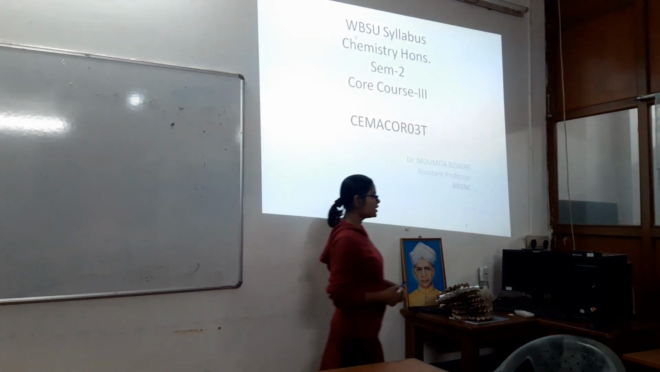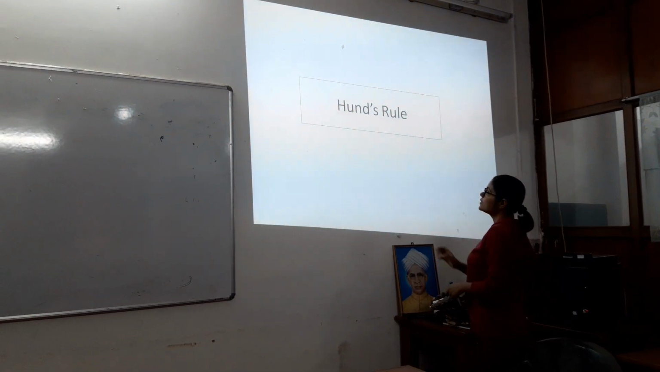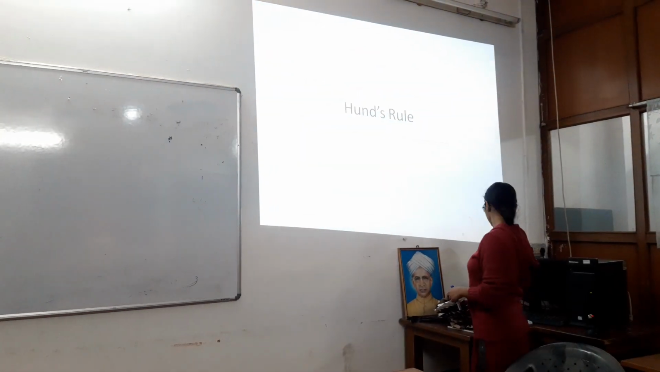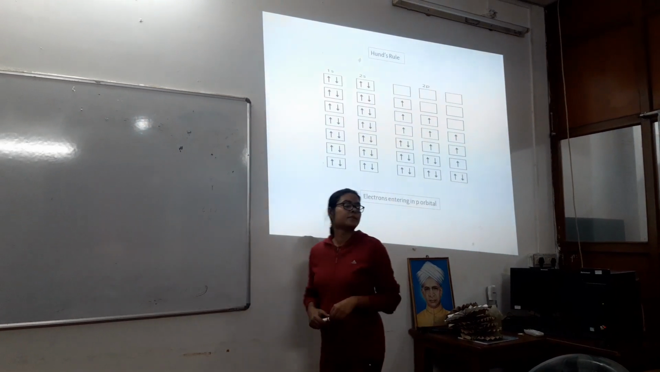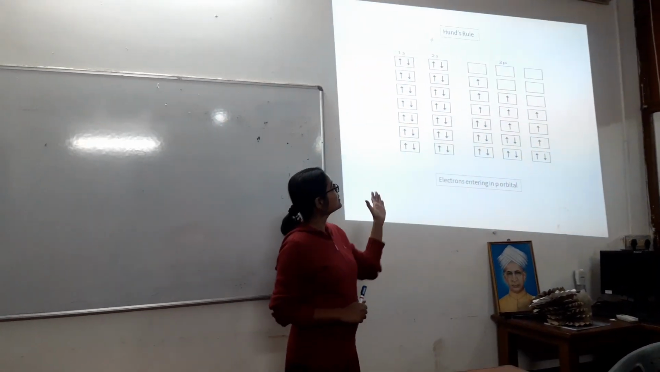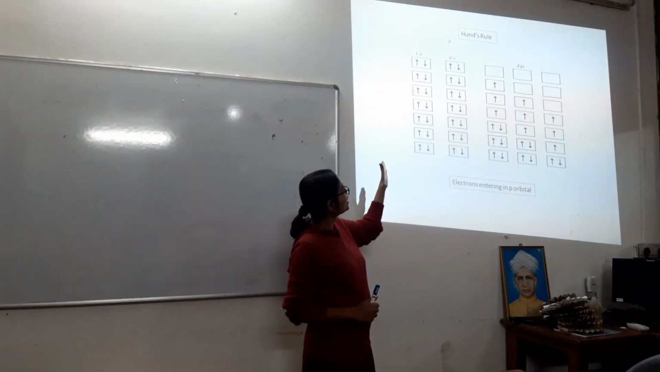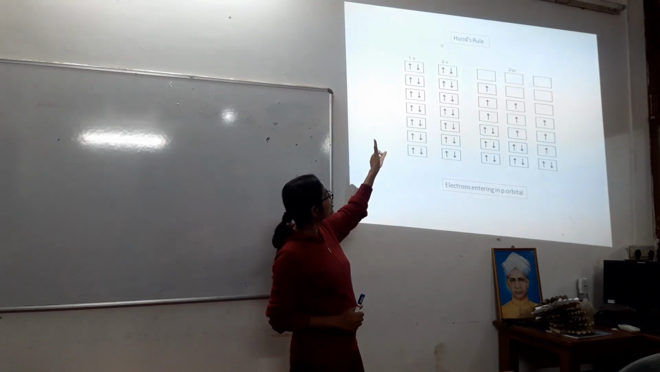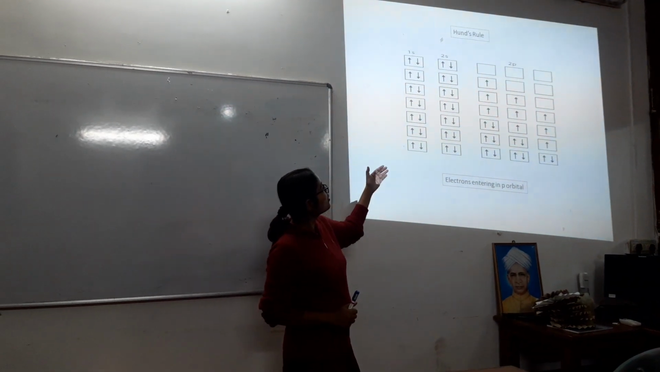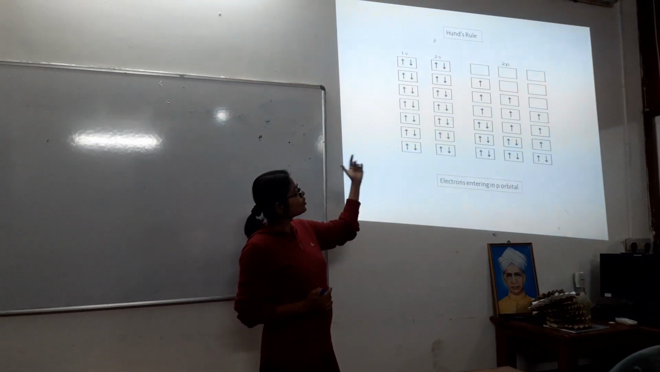Now we are going to our first slide. This is Hund's rule. Now what is Hund's rule? Hund's rule is basically a rule according to which the electrons enter into the orbitals. You can see the 1s orbital, then the 2s orbital. Now we are going to explain this Hund's rule for the 2p orbital.